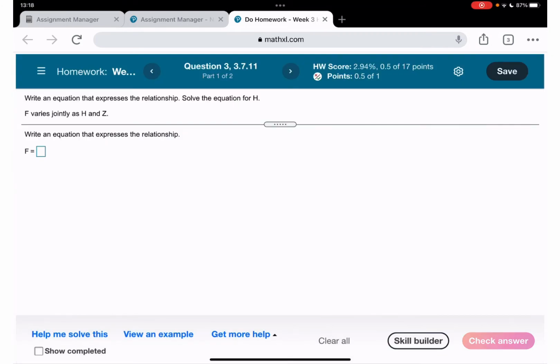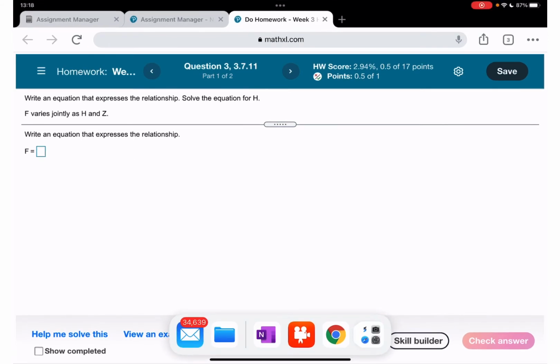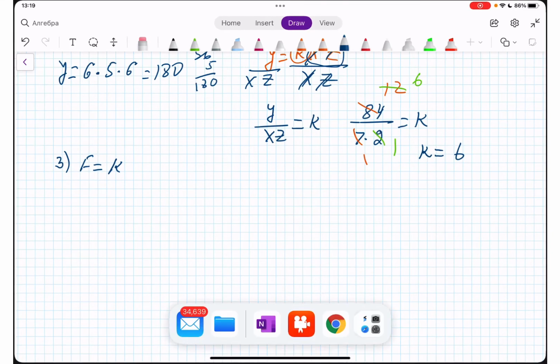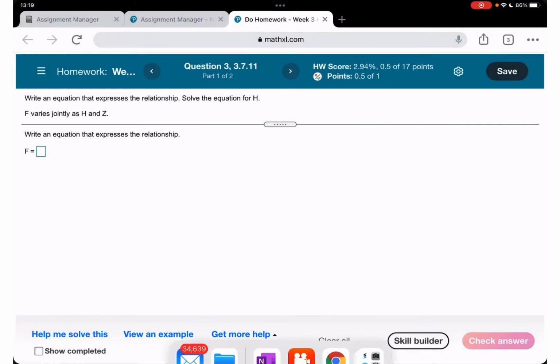Question number 3. Write an equation that expresses the relationship. Solve the equation for h. So f varies jointly as h and z. Okay. Question number 3. F varies jointly. This is our coefficient of proportionality, or otherwise I call it constant, as varies as what letter? H and Z.